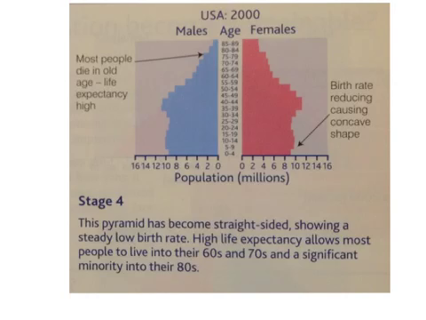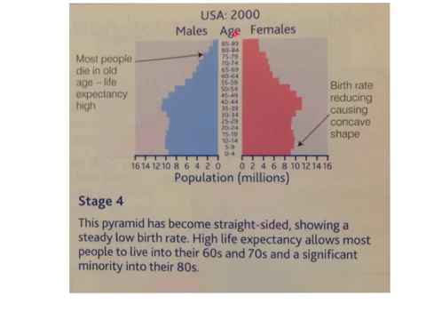It shows a steady low birth rate, so you can see birth rate's been quite low for a period of time. It's got a high life expectancy. Look how big these bars are at 85 to 89. So most people are living into their 60s and 70s.